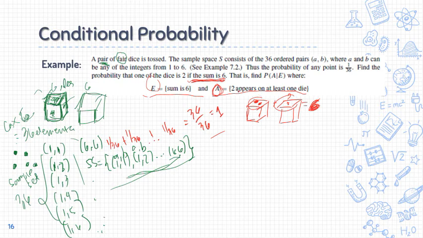That is why E is the sum is 6, and A is that 2 appears on at least one of the dice. Okay, so basically, probability problems are very tricky. Kinahanglan gid nimo sabton ang problem: unsay given, unsay E, unsay A, and so on and so forth. So that is why you should really understand your problem very well and analyze it. Now that we have an E and an A, recall nato ang formula, di ba?